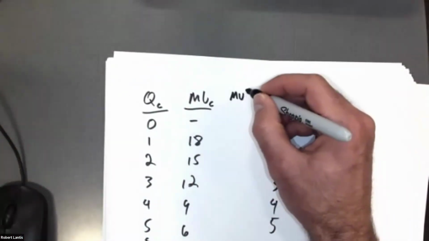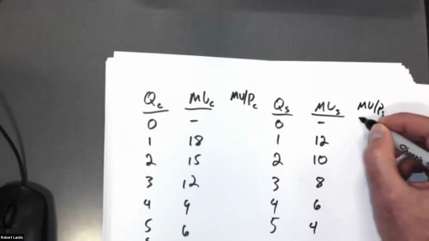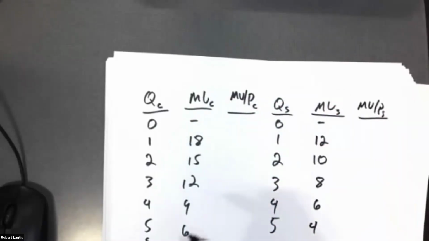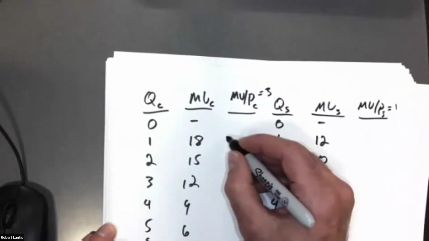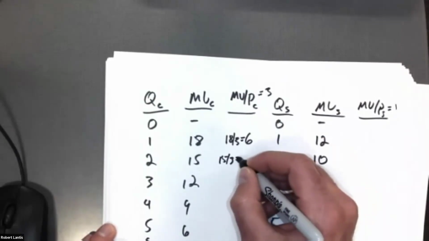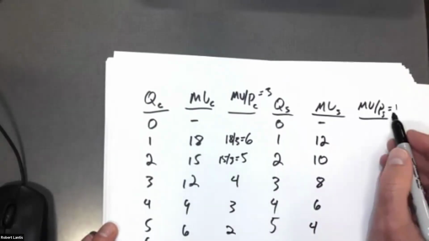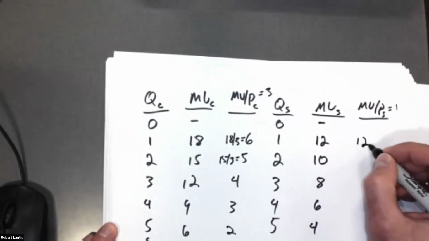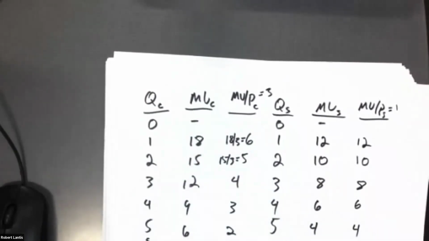So if I want to find the marginal utility per dollar we're spending on chips and on soda, we said the price of chips was $3, the price of soda was $1. So this becomes what? 18 over 3 is 6. 15 over 3 is 5. I would continue to do that. Here the price is 1, so the marginal utility per dollar remains the same. Okay.